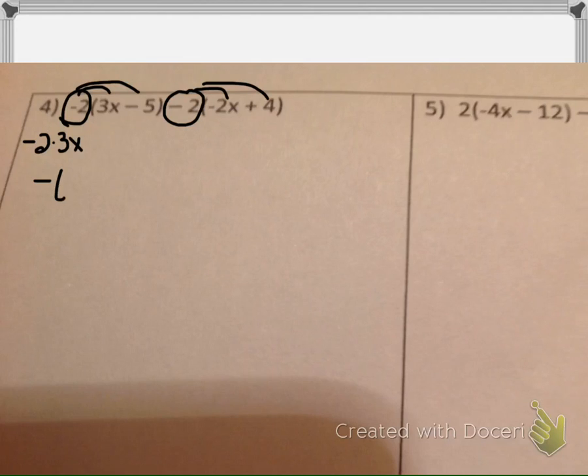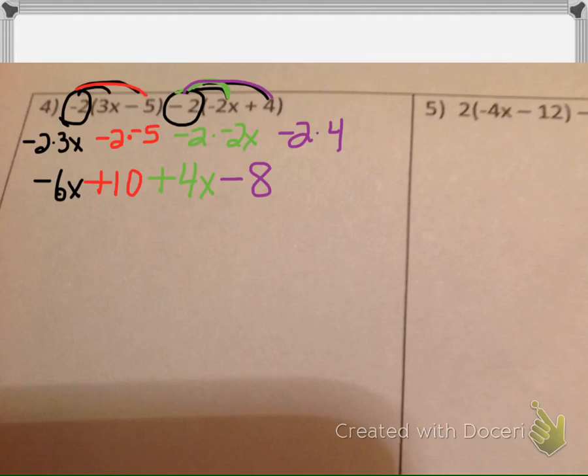And that would be a negative 6x. Okay, and I'm going to change my color on each one here. Then you're going to do negative 2 times negative 5, which would give you a positive 10. Okay, and then you're going to do negative 2 times negative 2x, which is a positive 4x. And then you're going to do negative 2 times a positive 4, which gives you a negative 8.